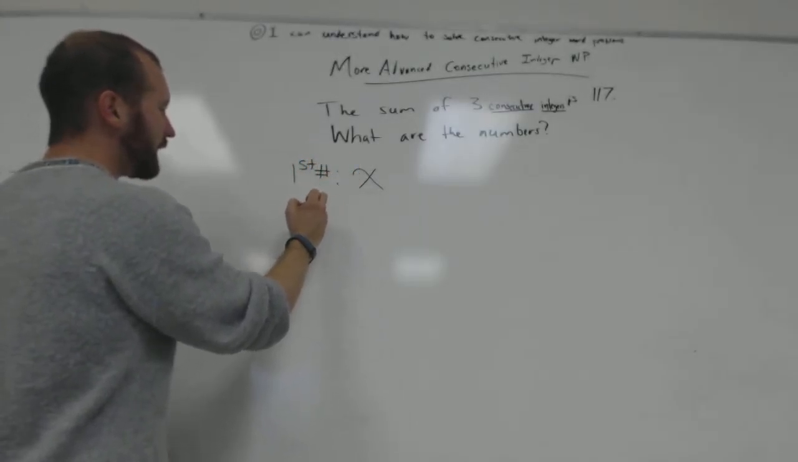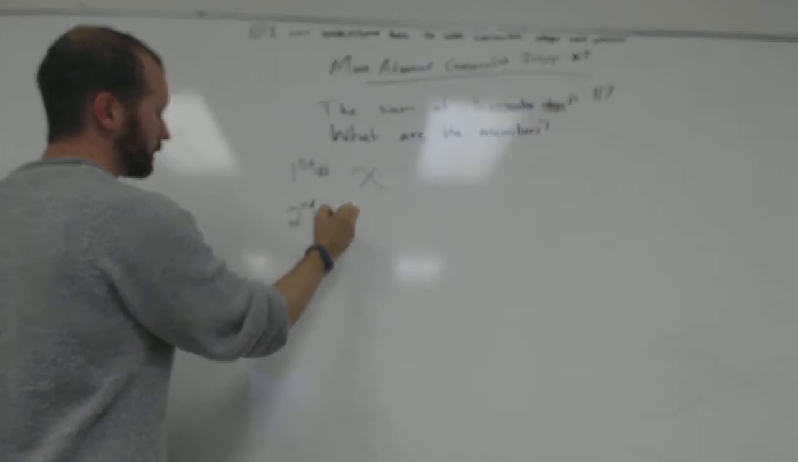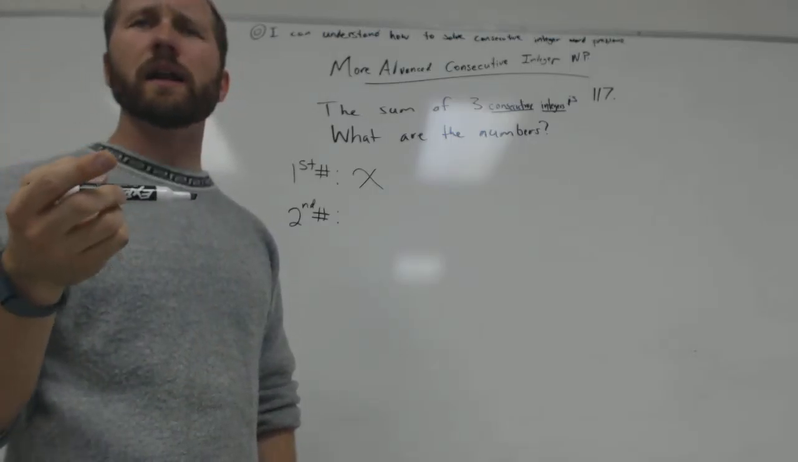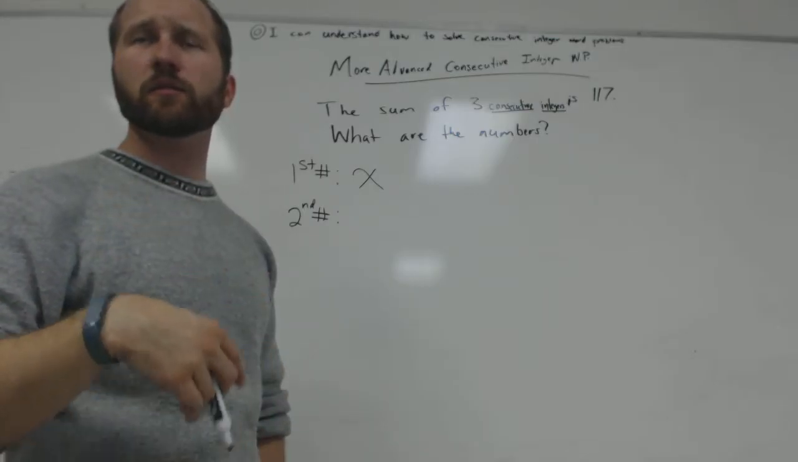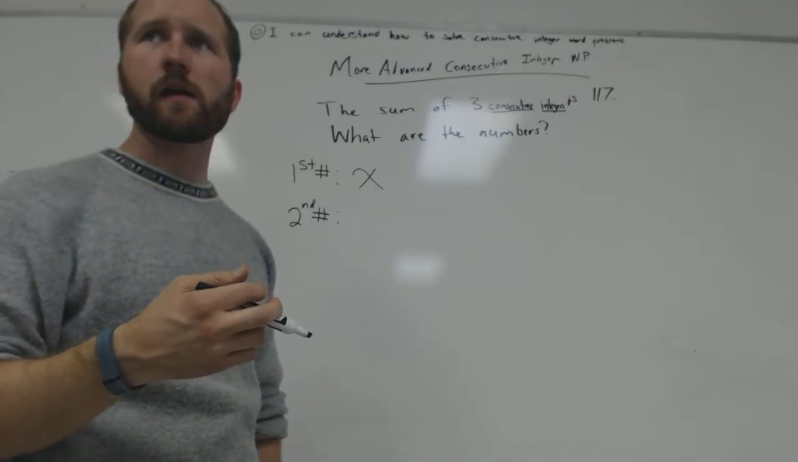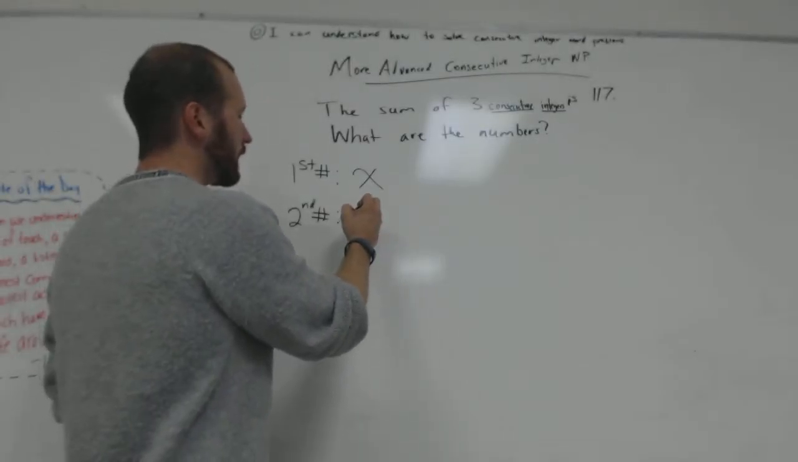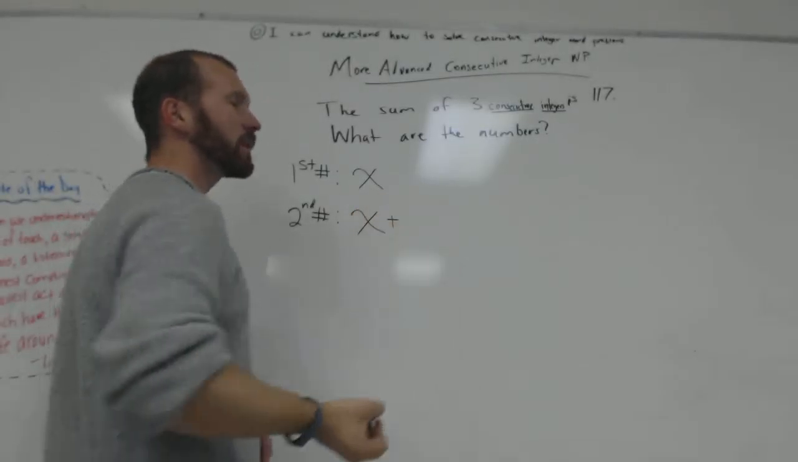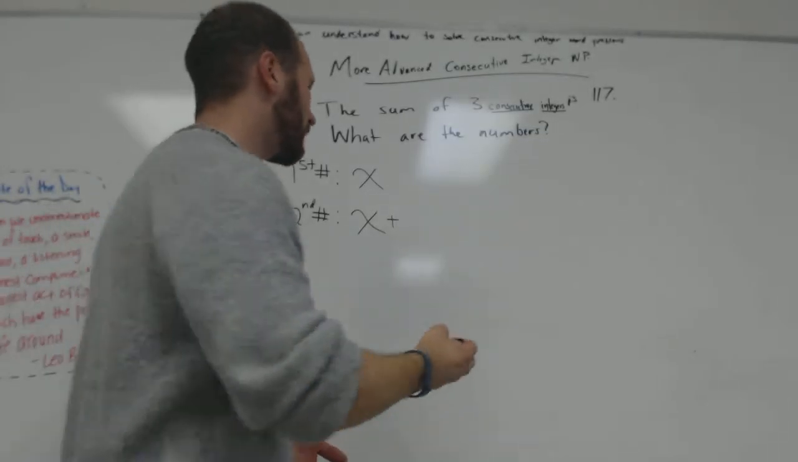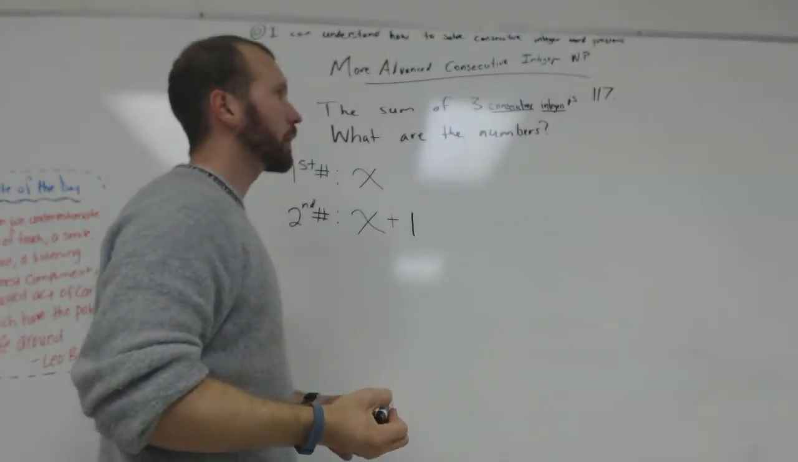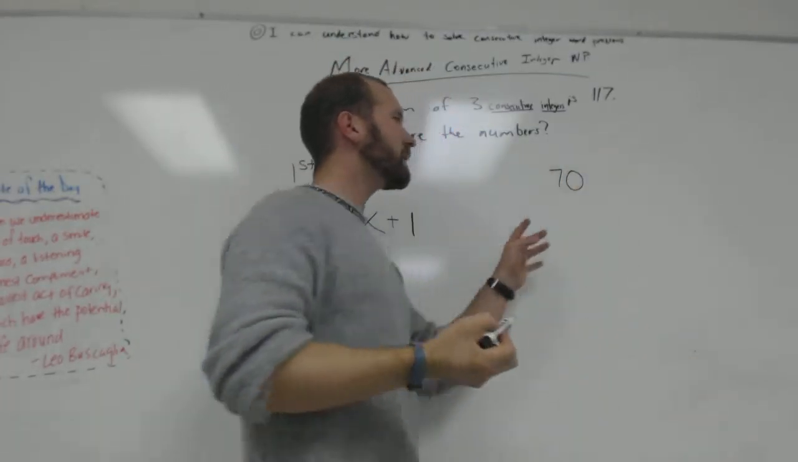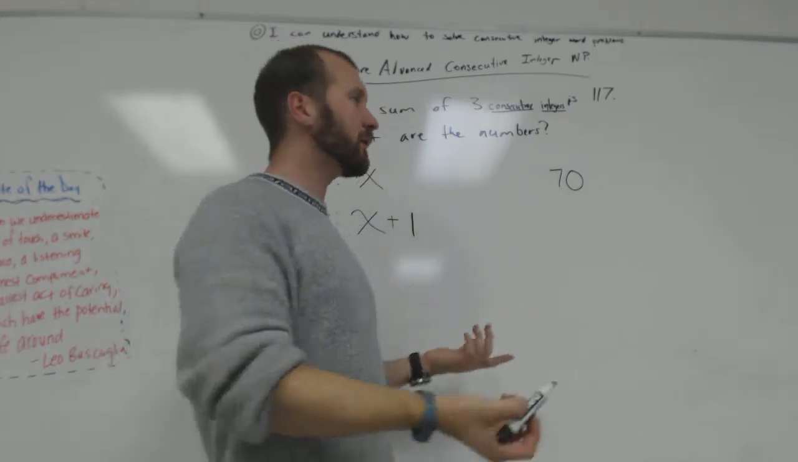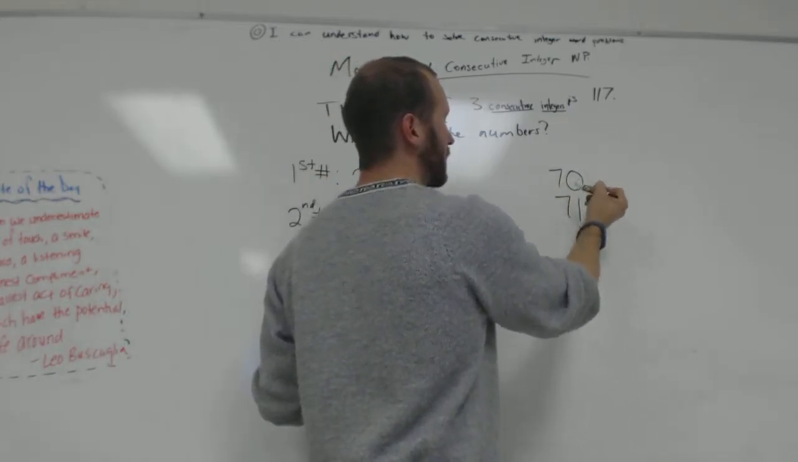And then what do I know about the second number? Well, if the first number was 1, the next number was 2. If the first number was 27, the next number was 28. So the next number is going to be x plus something. X plus 1. Think about it. If my first number is 70, what is the next consecutive integer? 71. How did you do that? You added 1 to 70.